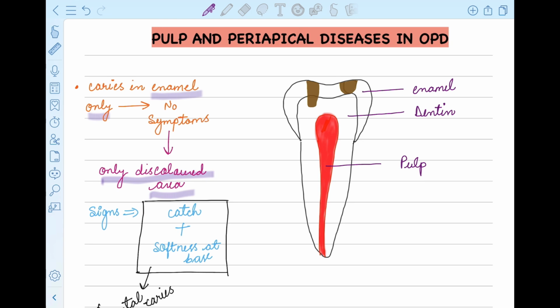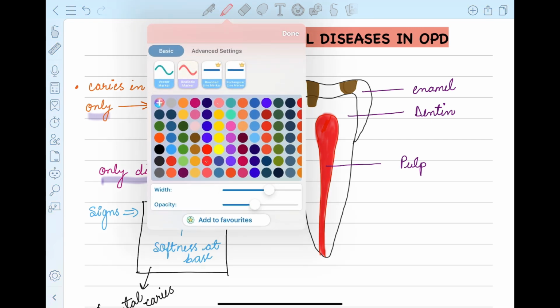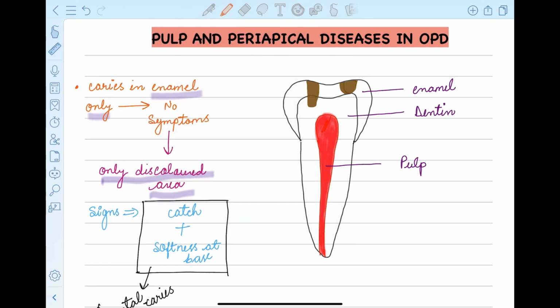So, pulp and periapical diseases that we encounter in our OPD. So let's begin. Caries in the enamel region only. No symptoms. Just look into the picture. If caries is confined to this region only, means in the enamel region only, there will not be any symptoms. Only a discolored area will be there.